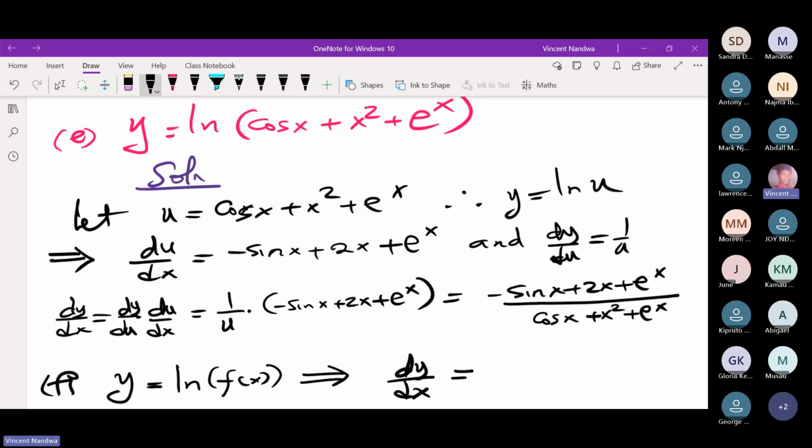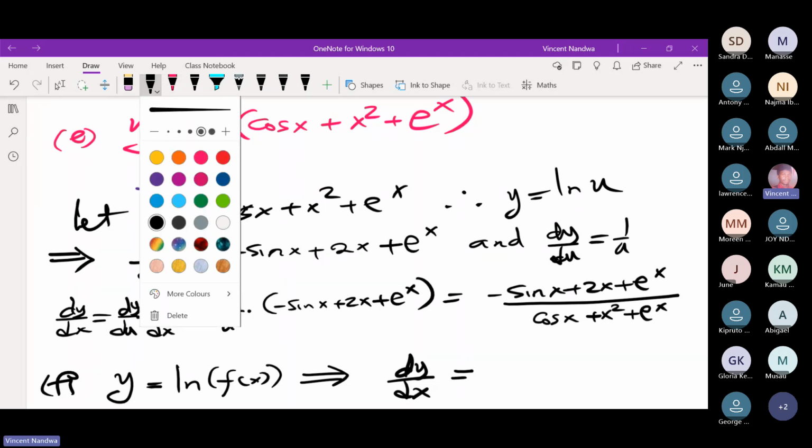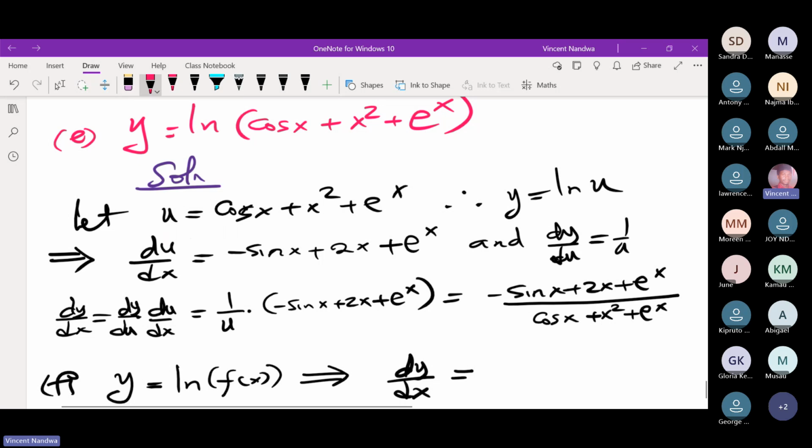Correct. We can clearly see that the way the ln function is behaving is that when you have y equals ln of some function, then the final answer is a fraction such that the denominator is the function itself, defined for ln, and the numerator is the derivative of that same function. So dy dx would be f prime of x divided by f of x.